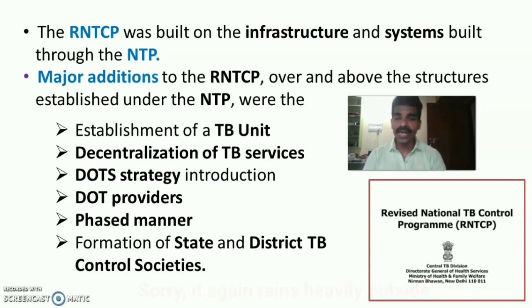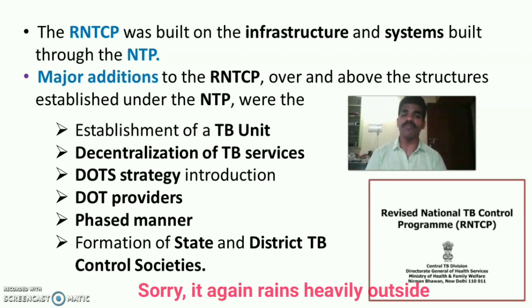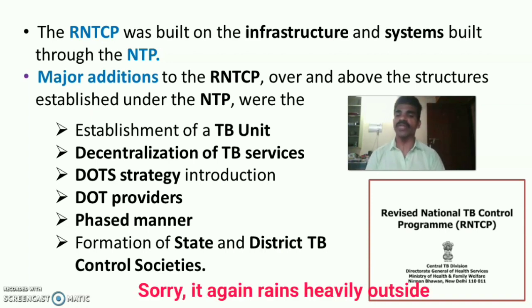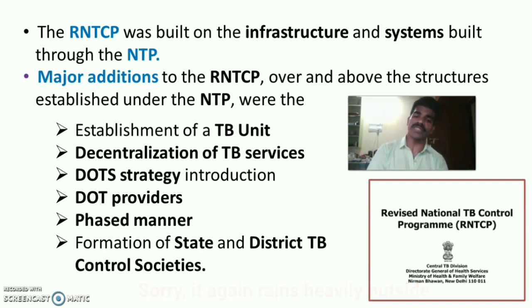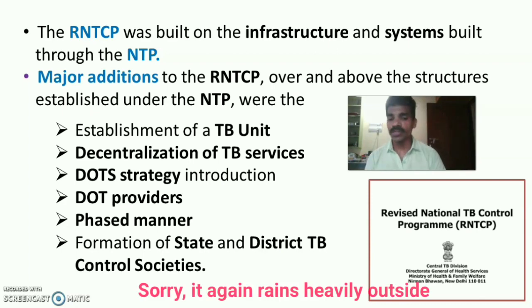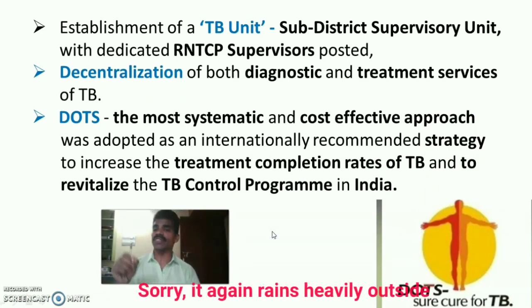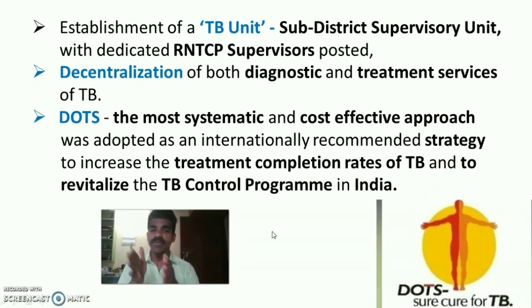There are some major additions to the National TB Control Program for the RNTCP. The additional facilities for the RNTCP were establishment of a TB unit, decentralization of TB services, DOT strategy introduction, DOT providers introduction, phased manner of rendering TB services, that is RNTCP, then formation of state and district TB control societies. Let us discuss briefly about these major additions. So the first one is establishment of a TB unit.